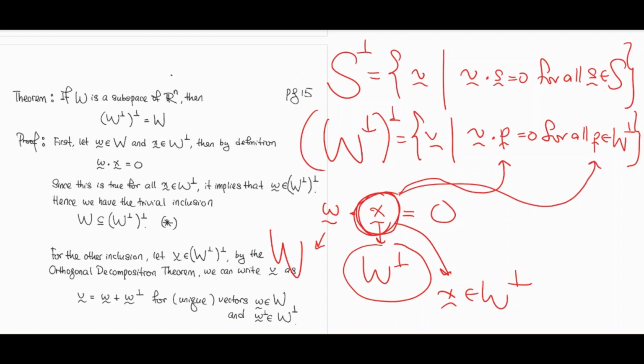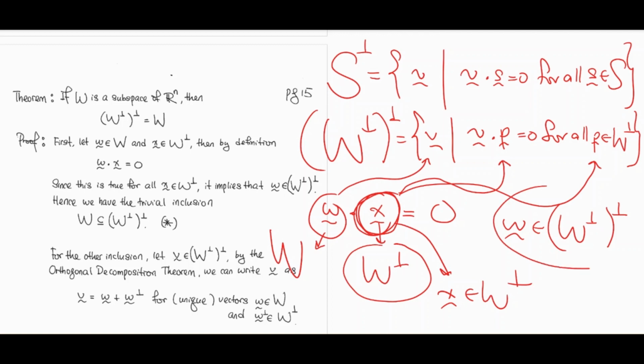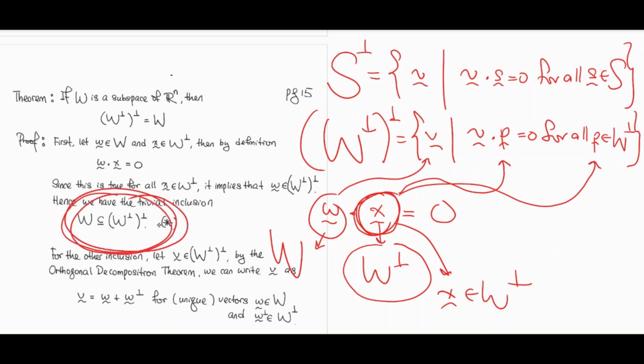So what does it mean? It means that this W is kind of like the V here. So that means that all the elements in W must be elements in W perp. This is trivial. This is easy, very straightforward. We don't have to use anything special. We just look at the definitions of the two sets and we have this inclusion pretty easily. Every element that is in W is actually in W perp.